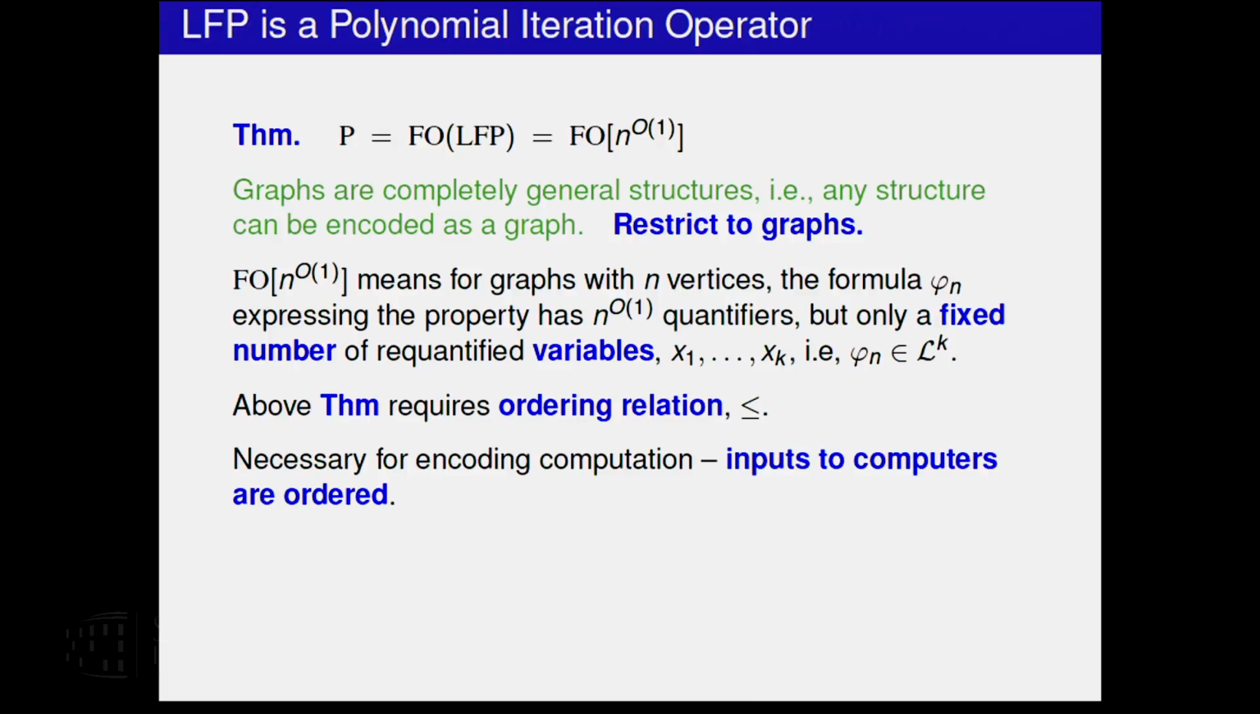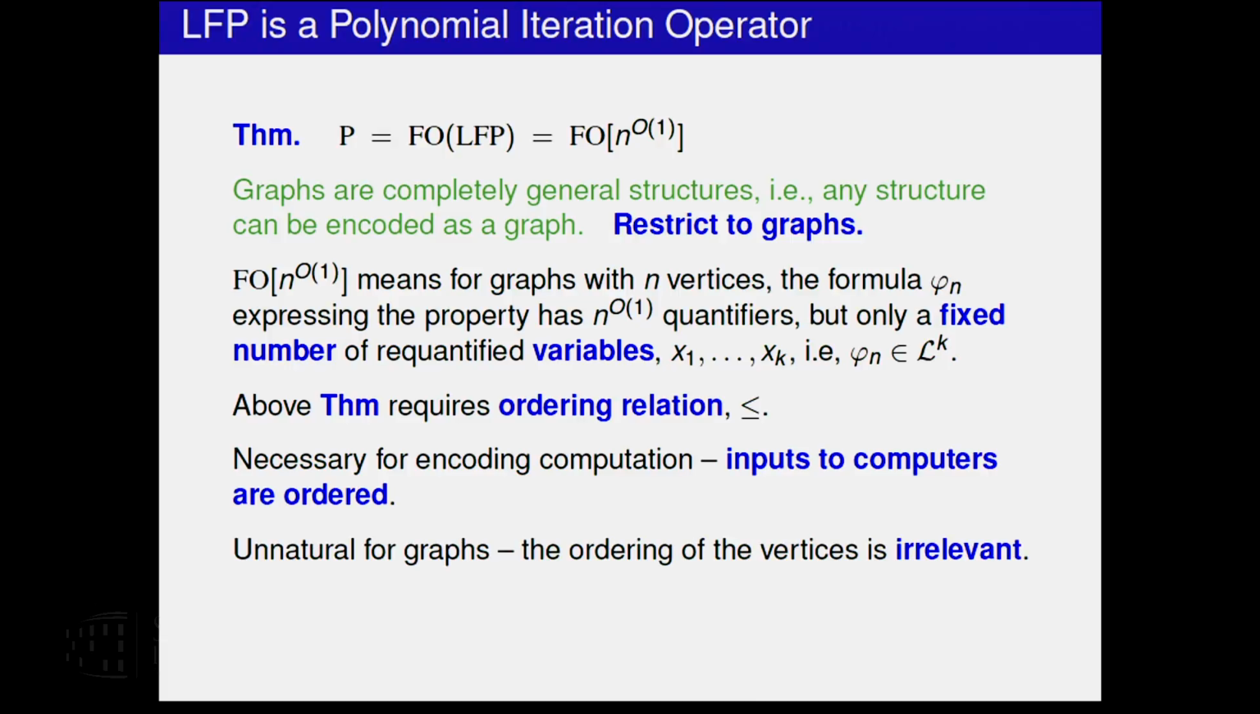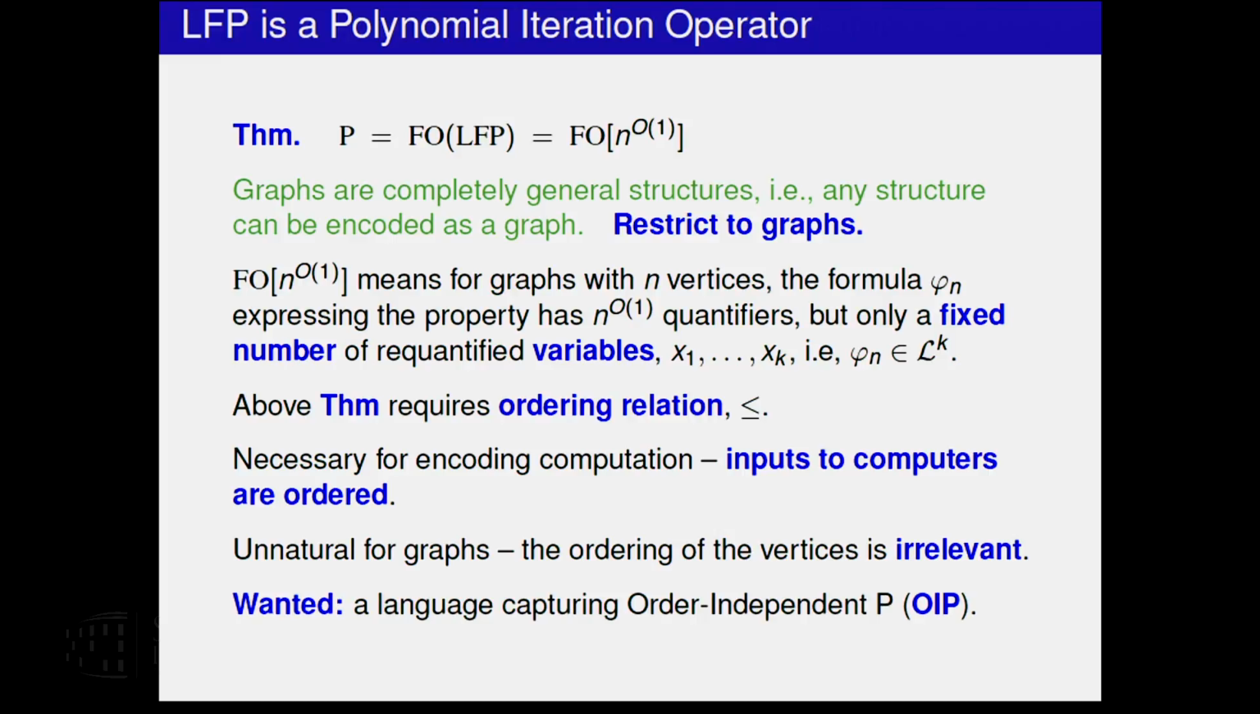And as I say, ordering is really necessary. And of course, for graphs, the ordering is irrelevant. So the program is wrong in some sense if it depends on the ordering, and I'd like to know that. So what we would like is a theorem like the so-called Immerman-Vardi theorem, but for unordered graphs. Is there some way to capture what I'm calling here order independent P? OIP in this talk is just order independent P. Does everyone understand what it is? All the polynomial time properties of graphs that are order independent.